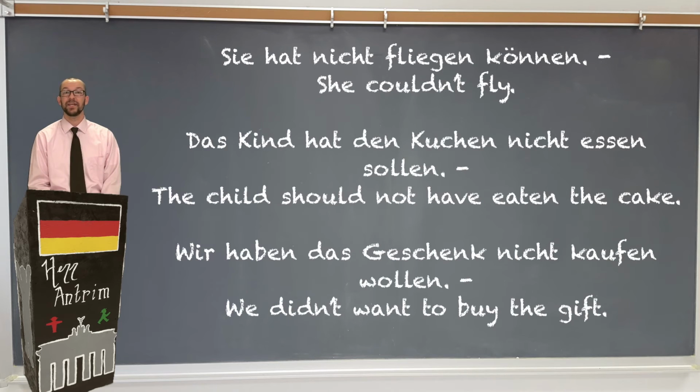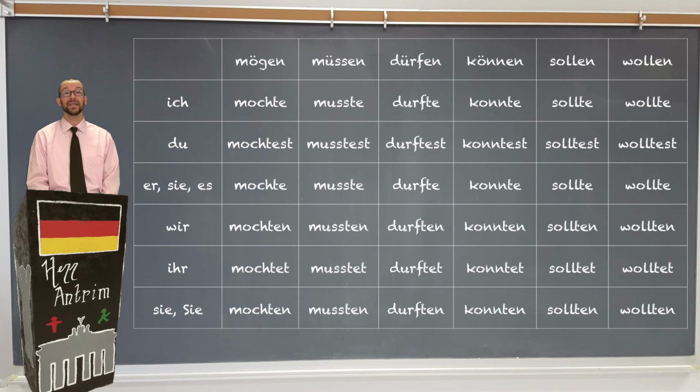Sie hat nicht fliegen können. She couldn't fly. Das Kind hat den Kuchen nicht essen sollen. The child was not supposed to eat the cake. Wir haben das Geschenk nicht kaufen wollen. We didn't want to buy the gift. As you can see, those sentences were a bit complicated.